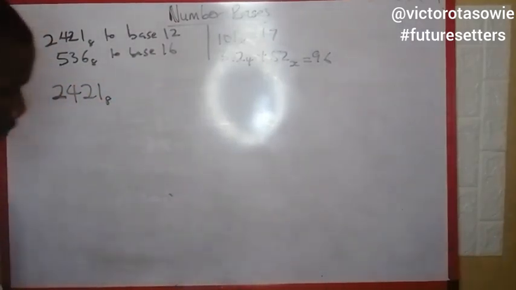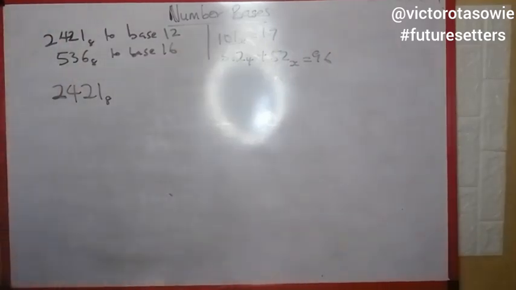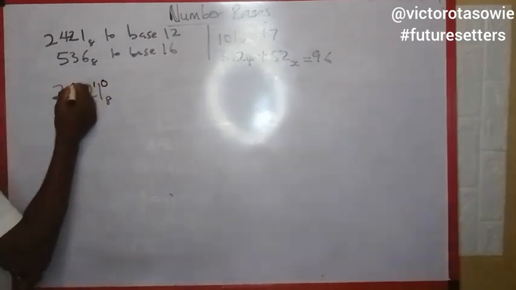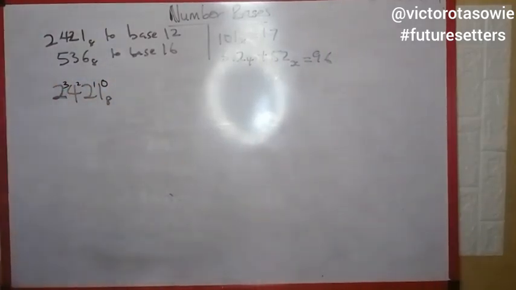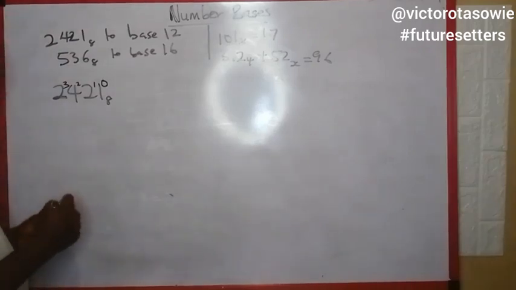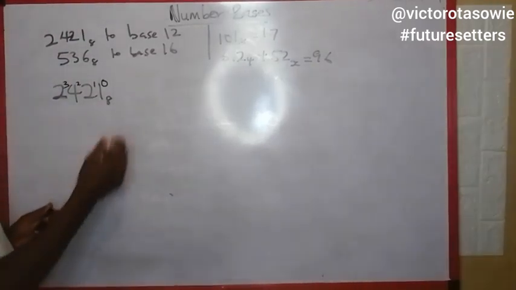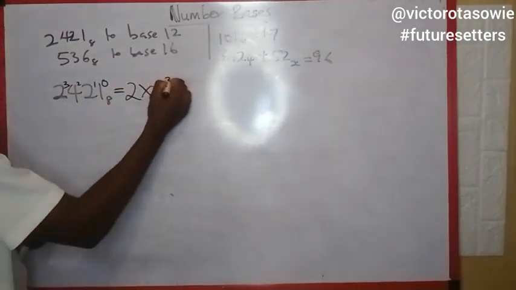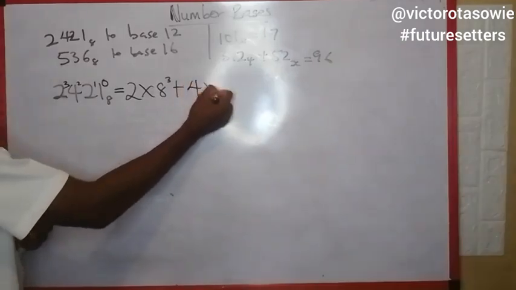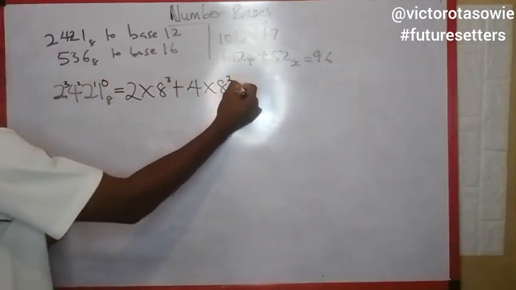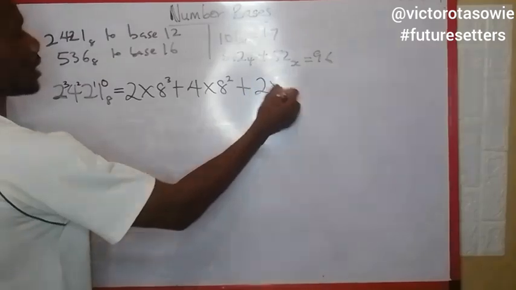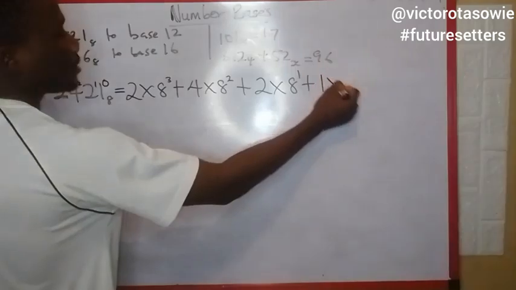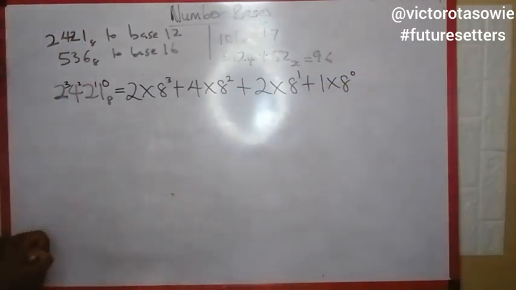The first thing I told my students in class is that whenever you're solving number bases, you first of all indicate the powers. So we have 0, 1, 2, 3. The next step is to look at the base, which here is 8. So this will give us 2 times 8 raised to the power of 3, plus 4 times 8 raised to the power of 2, plus 2 times 8 raised to the power of 1, plus 1 times 8 raised to the power of 0.